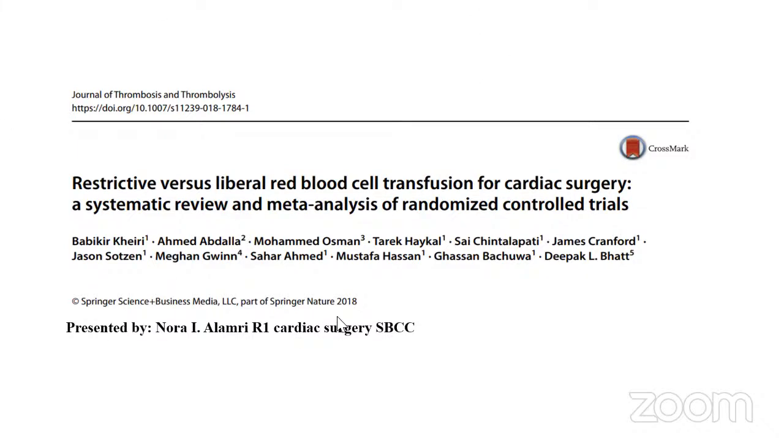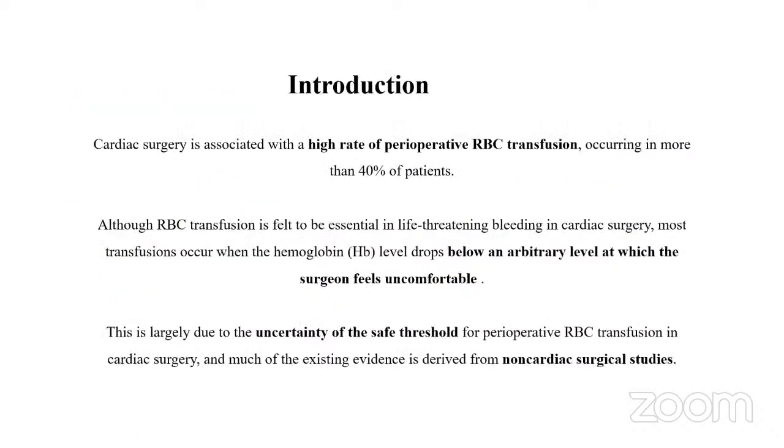Do we have an issue here with the presentation? No, I can see it clearly.